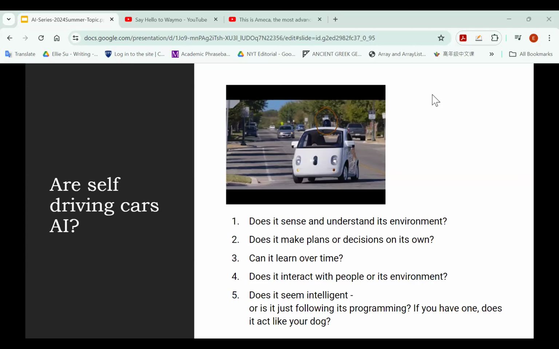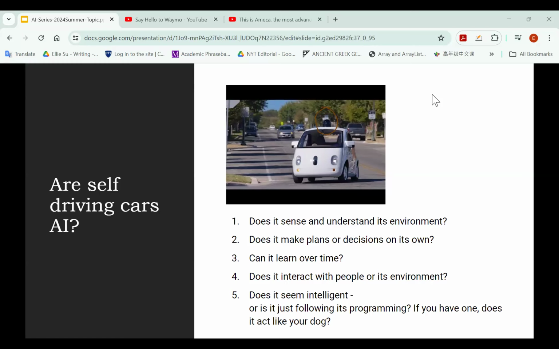Okay, so the robotaxi will start next month. And of course, we also heard a lot about fully autonomous self-driving car services in China and in the United States. So we have to understand the difference between fully autonomous, that is self-driving car, and AI driven.